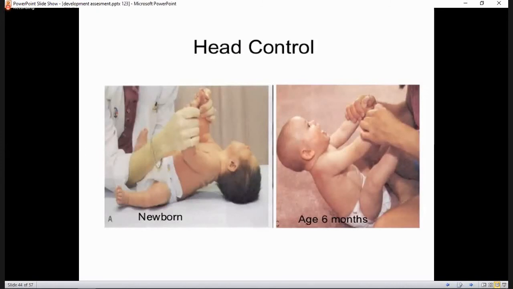So this is development. This is age. It is not that the left side, which is the newborn, is abnormal. It is normal at this age. But if the age is more than 4 months and the child does not achieve holding of the neck, it comes into the negative. It means there is some problem in that child.